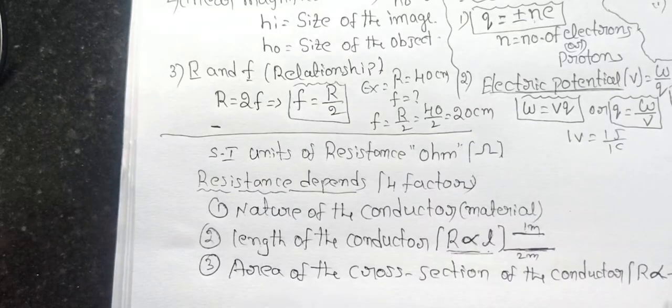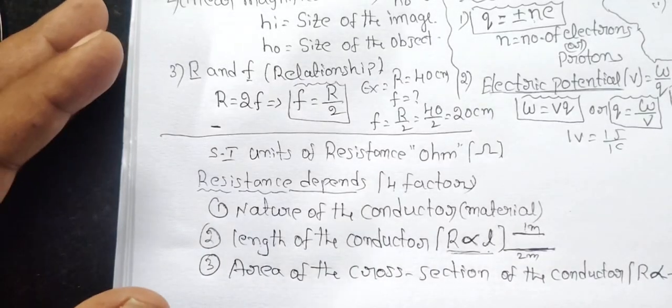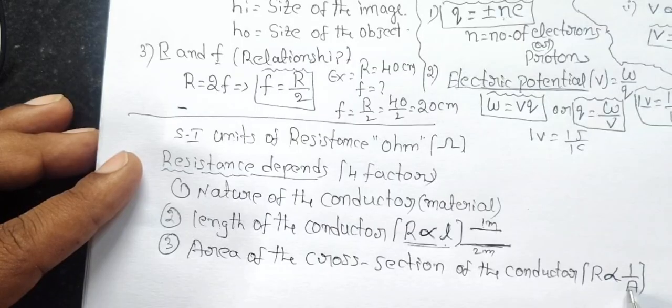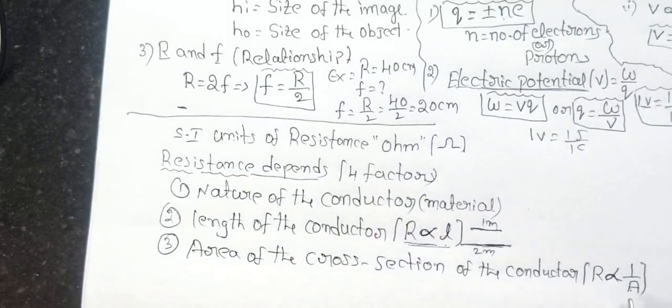If area is doubled, resistance is going to be halved. If area is halved, resistance is doubled.